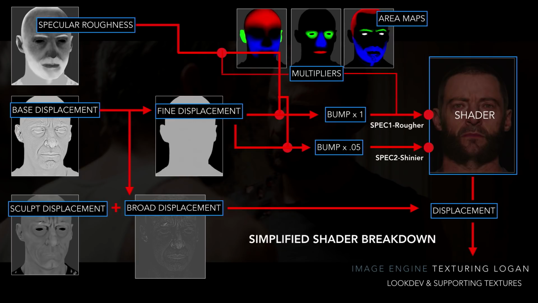So you can see how the specular roughness goes with the multipliers of those area maps. And then all of that goes into spec and bump and displacement to create different areas on his face. So for instance, where he was a little bit more oily, the bump was a little bit less. That also contributed to how shiny the spec came out and so on and so forth, using the fine displacement and the specular maps. And then the sculpt displacement is added to that broad displacement that we created to create the final look of the surface of the skin.